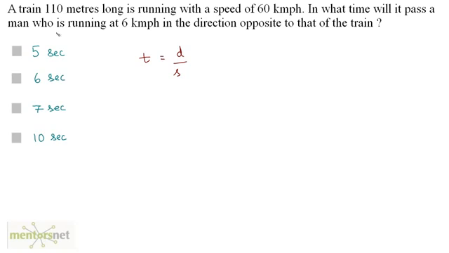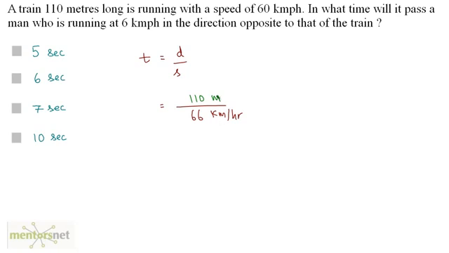So what is the relative speed when two objects are moving in opposite directions? Well, it is just the addition of their speeds. So we have the speed as 60 kilometers per hour plus 6 kilometers per hour, which is 66 kilometers per hour. Now to pass a man, which is as good as a point, a train will have to travel its own length, and therefore we get the distance as 110 meters.